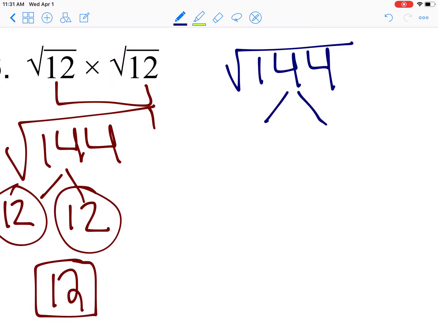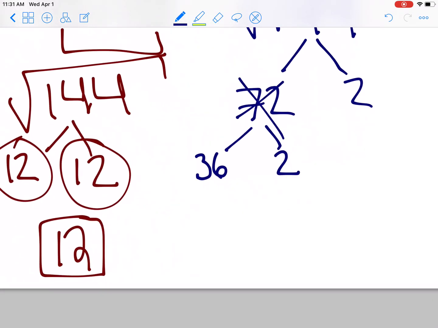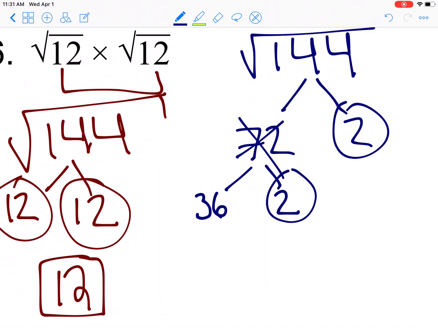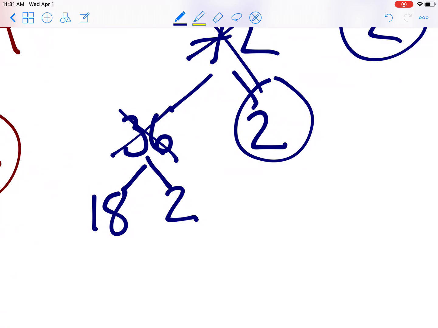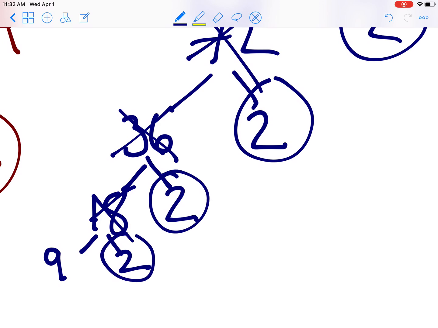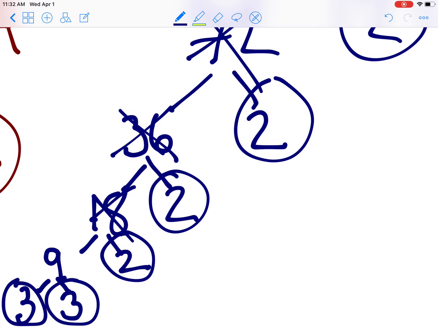Let's just keep dividing by 2, because that's the longest route we can take. So we have 72 and 2. Then 72 can be split up even more into 36 and 2. Well, we have one pair of 2's right here. 36 then can be split up into 18 and 2. 18 can be split up into 9 and 2. We made another pair of 2's. And 9 can be split up into 3 and 3. So we have a pair of 3's.